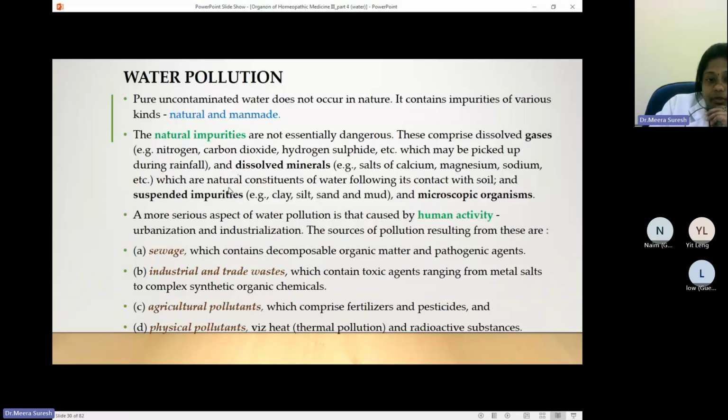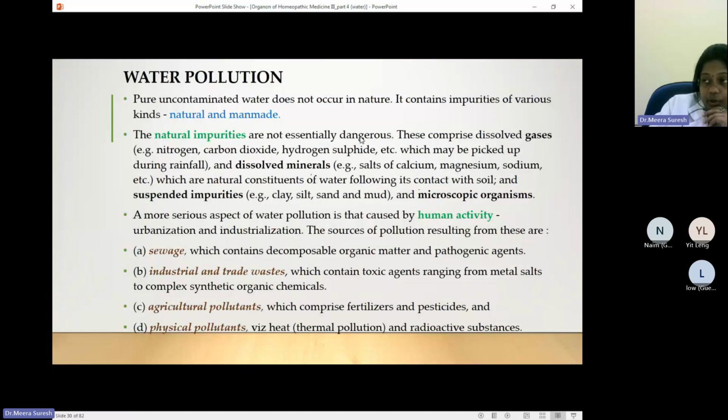And also it can be suspended impurities in that water naturally, the clay, silt, sand, mud, etc., and also microscopic organisms, because they have their habitat under the ground or the earth layer. So these four things, the gases, the dissolved minerals, suspended impurities, and microscopic organisms, are actually the natural impurities seen in the water, but not essentially dangerous.